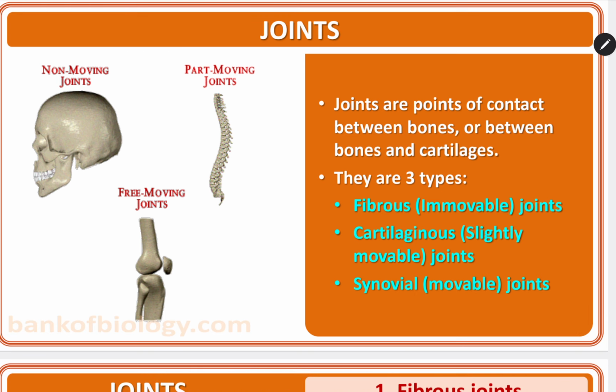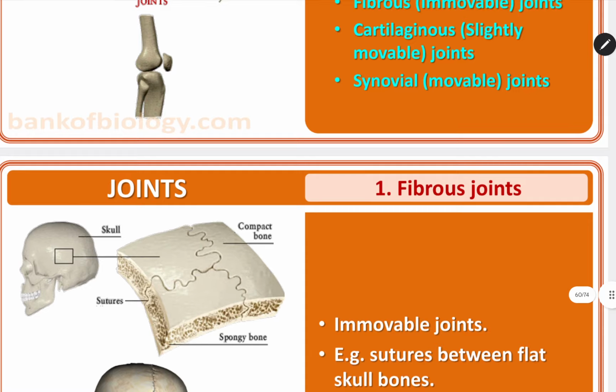Joints are points of contact between bones or between the bones and cartilages. There are three different types. You can see non-moving joints, part-moving joints and free-moving joints. Here, fibrous, immovable joints, cartilaginous, slightly movable joints and synovial, movable joints.